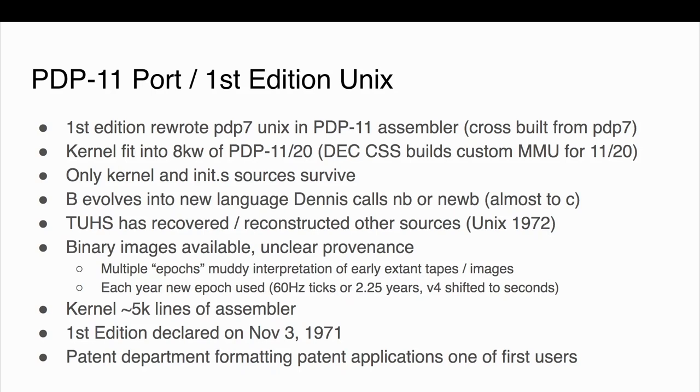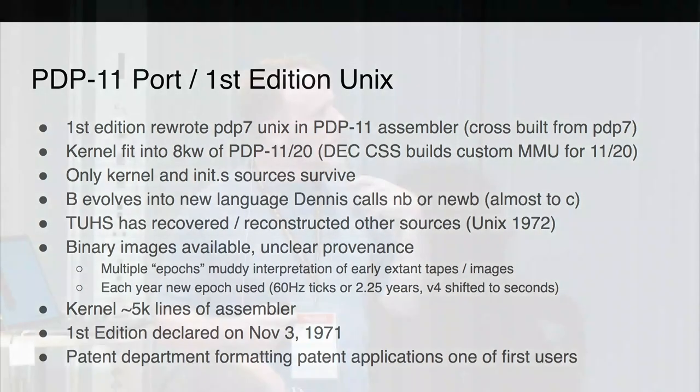There are a number of binary images of first edition Unix you can download, but the provenance isn't very clear. Because in the early days, time T wasn't a count of seconds since 1970. It was a number of 60 hertz ticks since the epoch year. And if you're good at math or have a calculator handy, you'll see that that overflows every 2.24 years. And so every year there was a crisis. It's a new year. We have to change the epoch date. And so they found a number of tapes, but they're unsure. Is this tape from 1971 or 72 or 73? If it's from 73, it's really version 4, but if it's from 71, it's really cool because it's version 1. They don't know. So some of the images that are produced online are from this period, but maybe aren't exactly version 1 Unix like they're advertised.